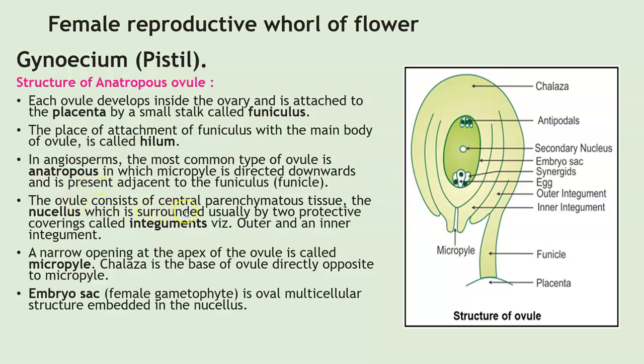Now, the ovule consists of a central parenchymatous tissue, the nucellus, which is surrounded usually by two protective coverings called integuments.